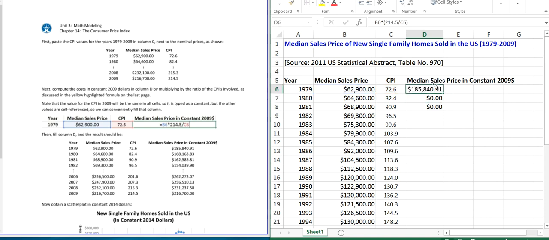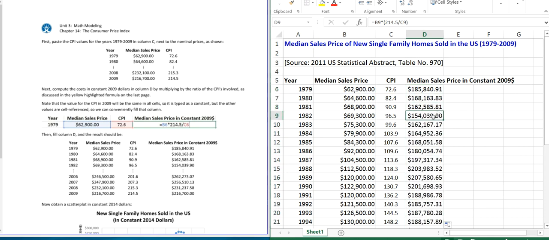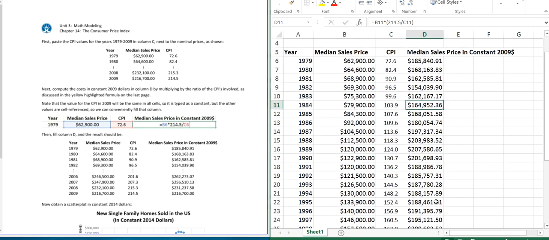Now, same value for the first one, but now the rest of them are going to work when we fill the spreadsheet. So now again, just tap on one of these and make sure it's doing what you want it to do. It's taking the original value for that year times the CPI of the year I want to go into, and then divided by the CPI of the year I'm trying to get out of. So that is exactly what we want to have happen. All right, so that's how you convert an entire spreadsheet of values from nominal dollars into constant dollars.